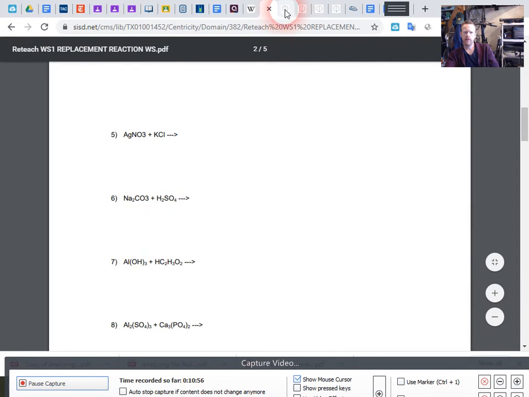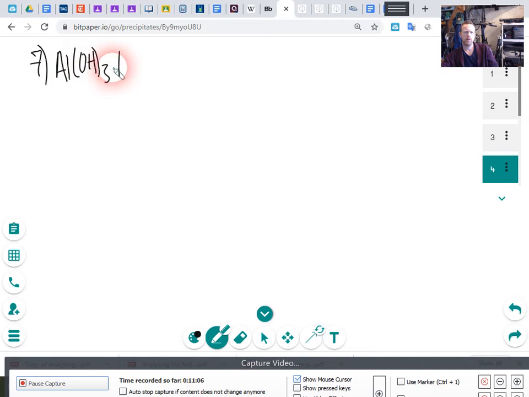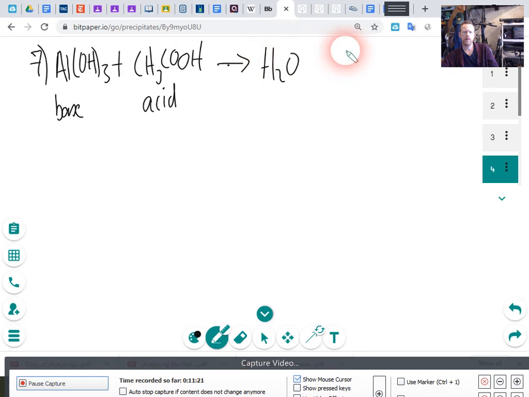Let's do number 7, aluminum hydroxide and acetic acid. So this is number 7. Al(OH)3 plus acetic acid. I always write acetic acid like this because it's the only way my brain remembers. So this is acid plus a base. So this is going to make H2O, don't even need to think about it, plus aluminum acetate, Al(CH3COO)3. I don't need the minus in there.